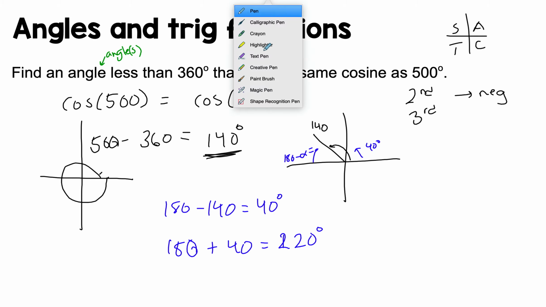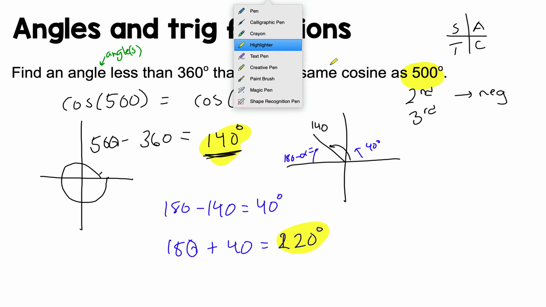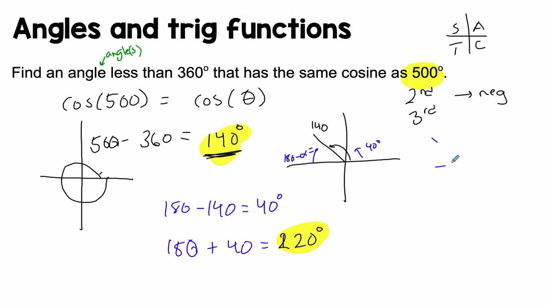So we have 140, 220, and 500. You can use a calculator to check. They're all going to give you the same value. They're going to give you, in decimals, 0.766, and that's to 3 decimal places. So hopefully that was clear.